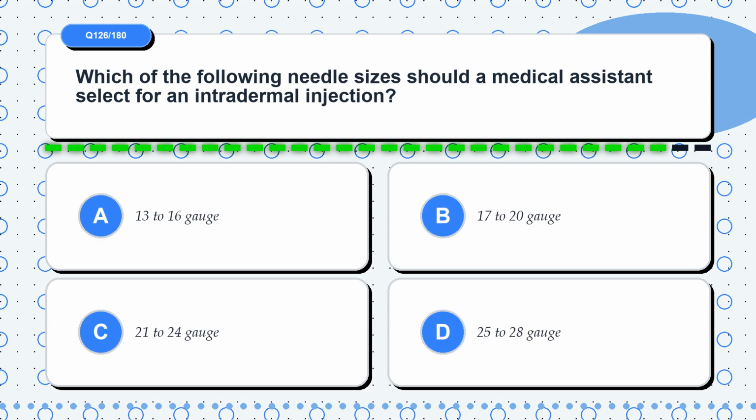Question 126. Which of the following needle sizes should a medical assistant select for an intradermal injection? Here are the options. Option A, 13 to 16 gauge. Option B, 17 to 20 gauge. Option C, 21 to 24 gauge. Option D, 25 to 28 gauge.